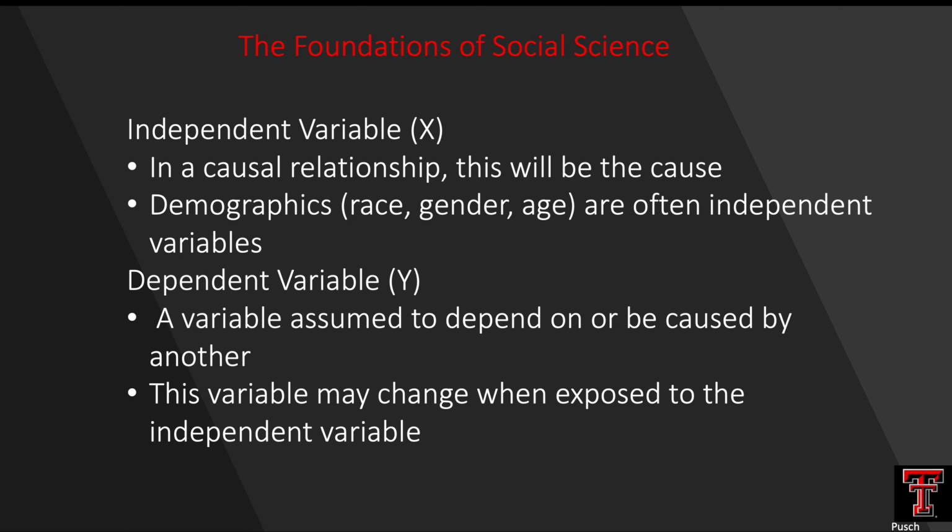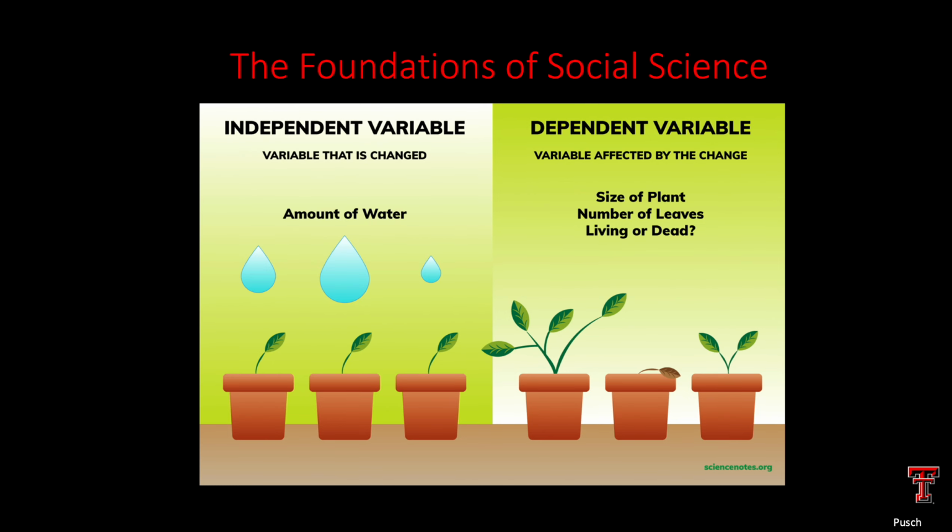Your dependent variable is the one that changes when exposed to the independent variable. We have a little example here, and again, this isn't social research, but it's a good example. Your independent variable is what is manipulated or changed. So say we have little potted plants and we're changing the amount of water that we're giving them and then looking at how that affects the plants.